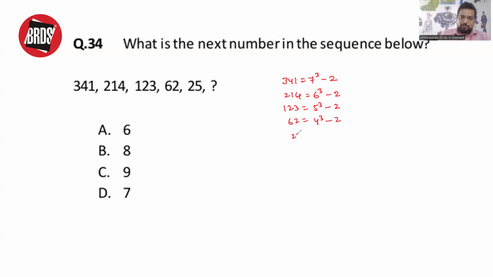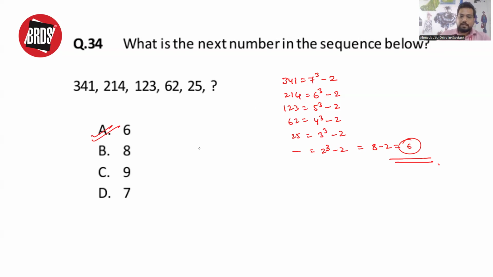4 cube minus 2, 3 cube minus 2. So the next one should be 2 cube minus 2, which would be 8 minus 2, 6. So the next number in the sequence should be 6. Knowing the numbers, at least the cubes and the squares up to 15 or 20, would be very beneficial for such type of question. So that's how you should have attempted question number 34.